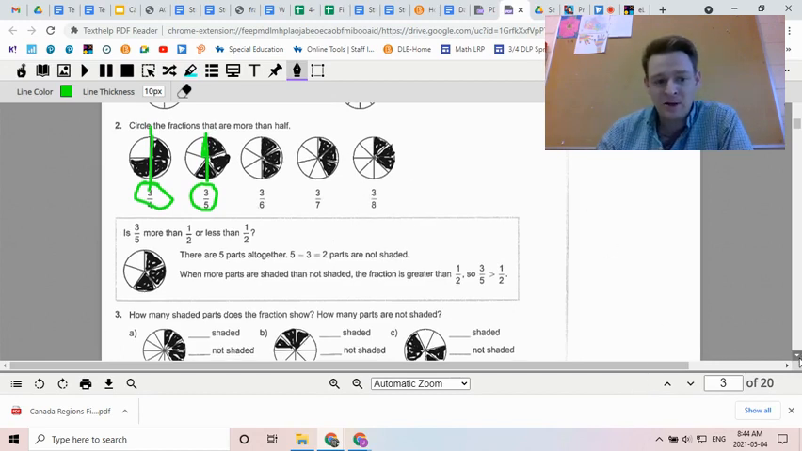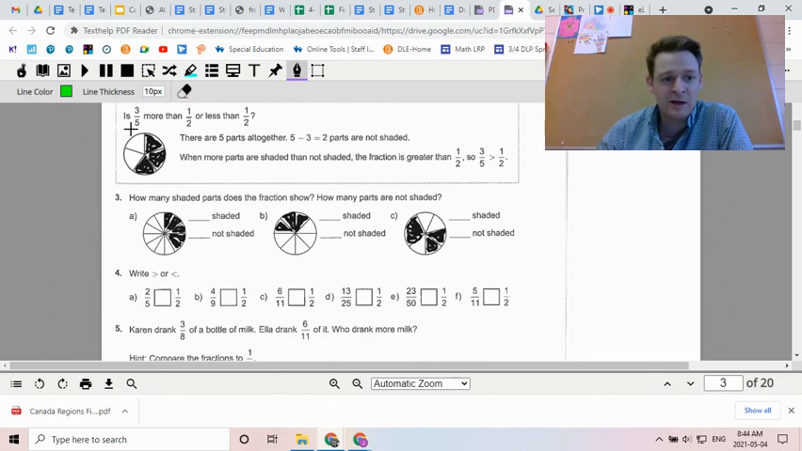And there's a little box underneath number 2 before number 3. It says, is 3/5 more than 1/2 or less than 1/2? There are 5 parts altogether. So 5 minus 3 equals 2 parts not shaded in. So here's kind of a general rule. If there are more parts shaded than not shaded, then your fraction is going to be greater than 1/2. So 3 parts shaded, 2 parts not shaded, we have more than 1/2. And the other thing we could do is, just like I was doing before, I could draw that line down the middle and just visually check.